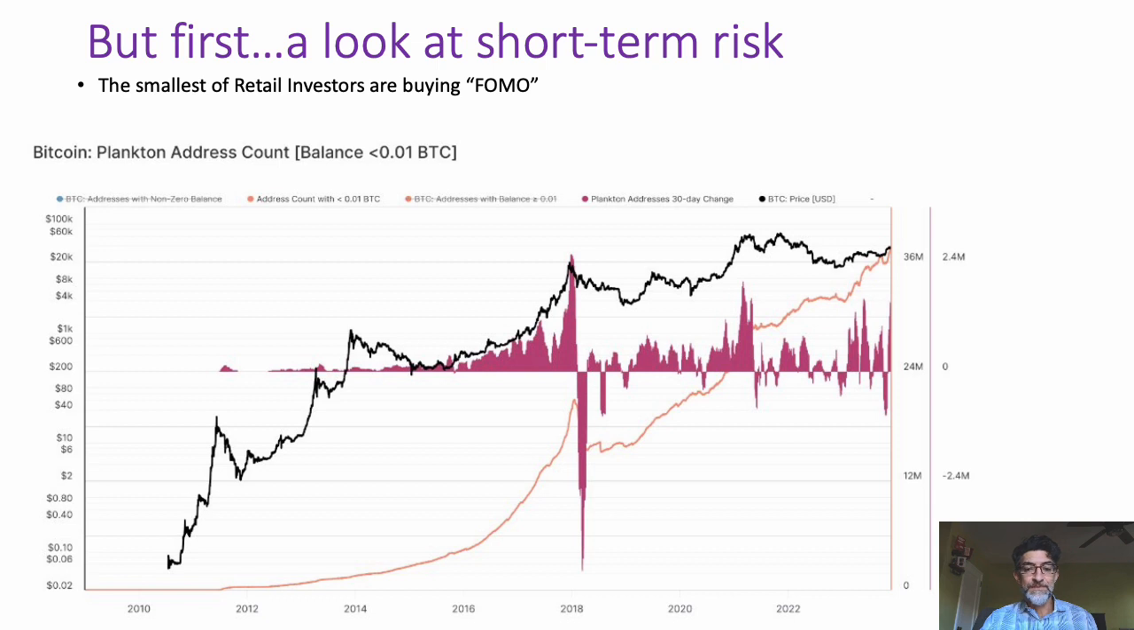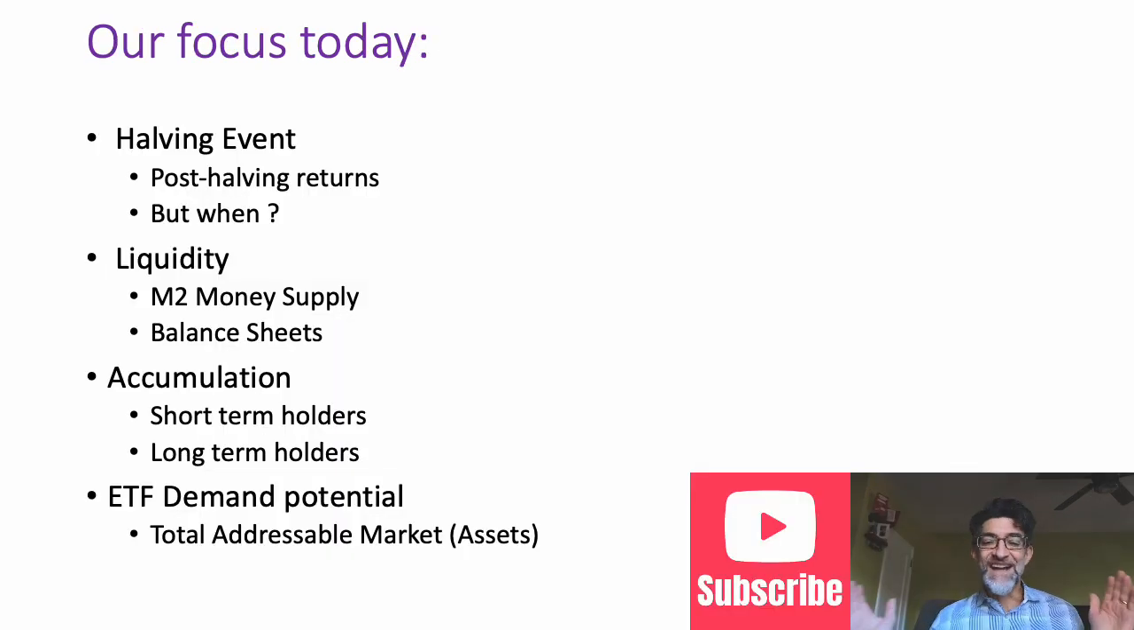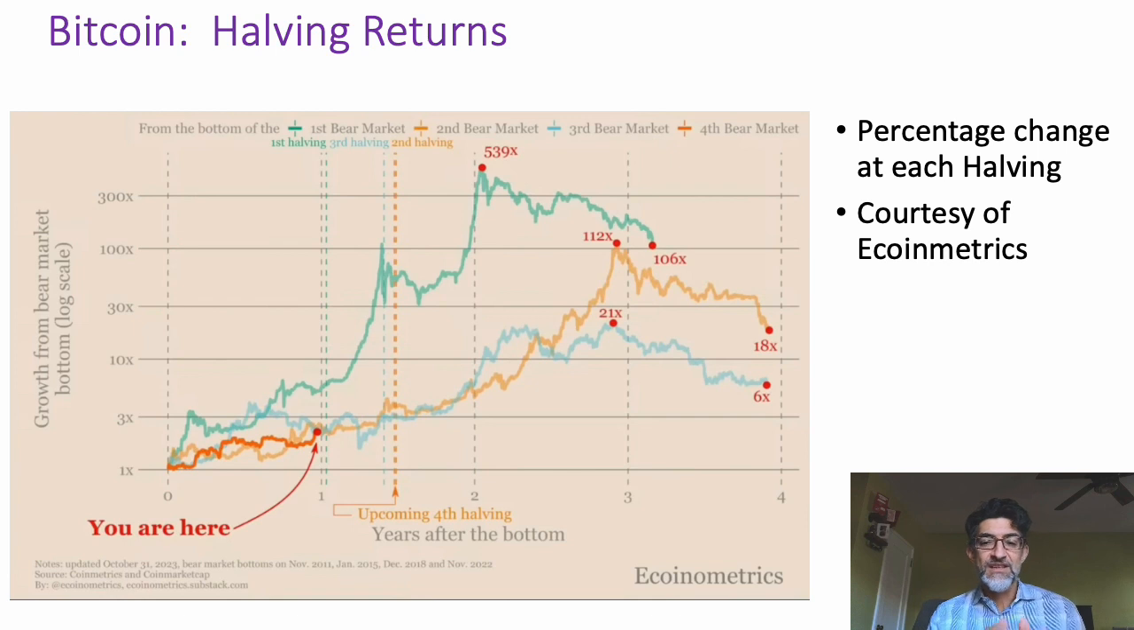So let me get to the long-term holders. The long-term factors now, the four factors I mentioned before. So finally, here we go. So these are the four factors I mentioned to you today that I'm only going to focus on. So again, they're the halving event: what are the post-halving returns, and when does it occur? What's liquidity, and how do you measure liquidity? What's accumulation, and is it short-term accumulation or long-term accumulation? And ETF demand. By ETF demand, I mean spot ETF, because we already have a futures ETF. So let's get started. Bitcoin halving returns.